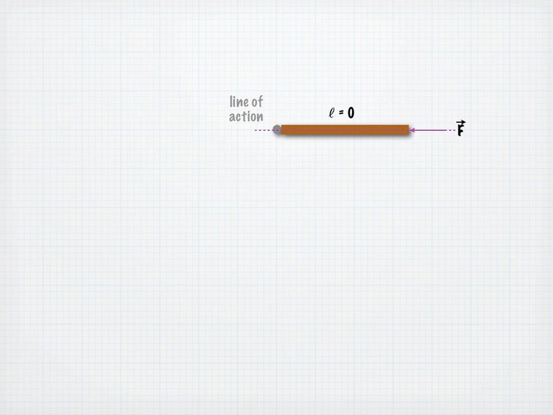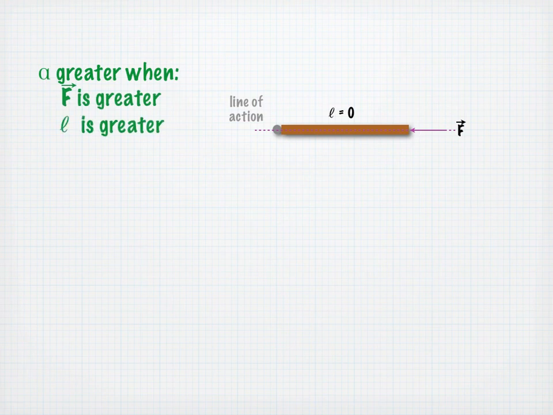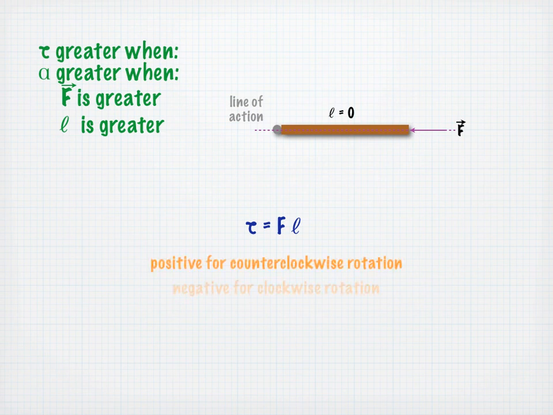The magnitude of the angular acceleration of the door is greater when the force applied to the door is greater, and when the lever arm is greater. This means that both of these things also make the torque greater. In fact, the magnitude of the torque is equal to the magnitude of the force times the lever arm. The value of the torque is positive when the force applied causes a counterclockwise rotation, and it's negative for a clockwise rotation. Since torque is in force units multiplied by length units, it's in units of Newton meters.